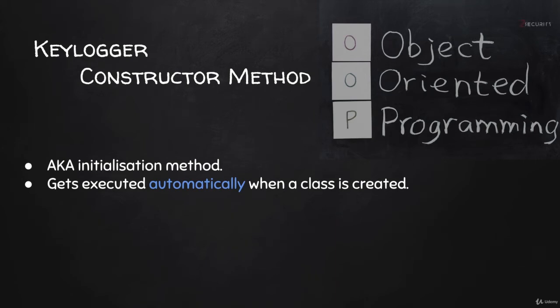Okay, now that we know what objects are, how to write classes and use them, I want to talk about constructor methods in this lecture. This is something that will be very useful in our code. Basically, a constructor method is a normal method that gets executed automatically every time we create an object.